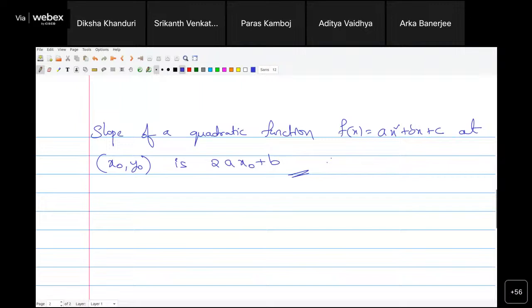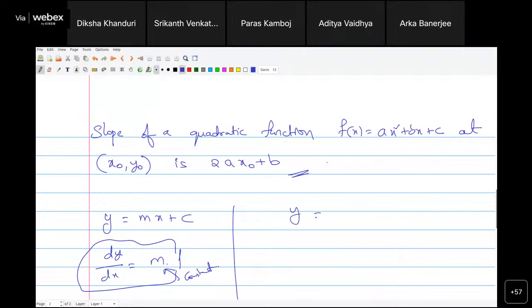As I brought this differentiation into the picture, you can see if it is linear, it will be y is equals to mx plus c. If I look at dy by dx, this will be m. So m is constant. But in a quadratic function, it will be ax square plus bx plus c. If I look at the differentiation, it will be 2ax plus b. So it depends. So this is the slope. So dy by dx will be the slope.